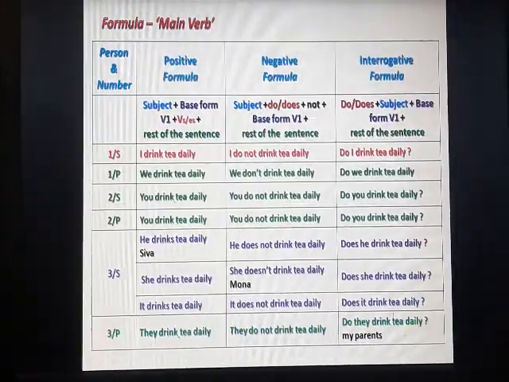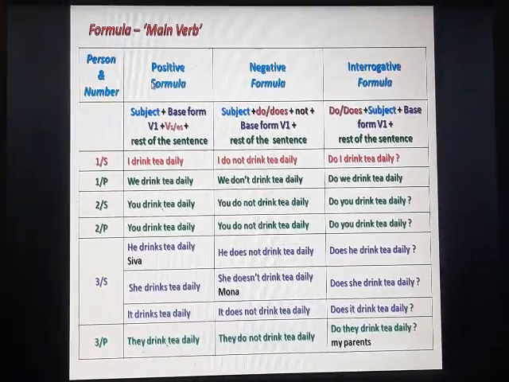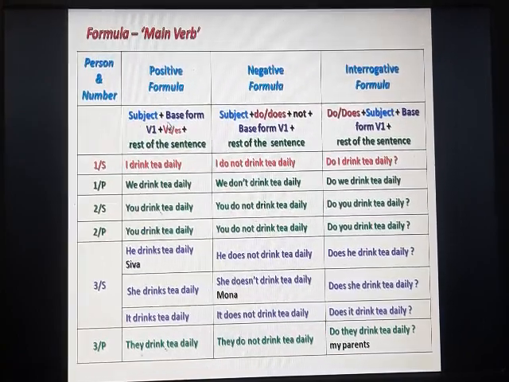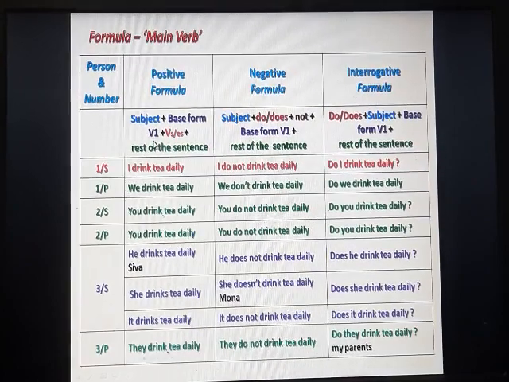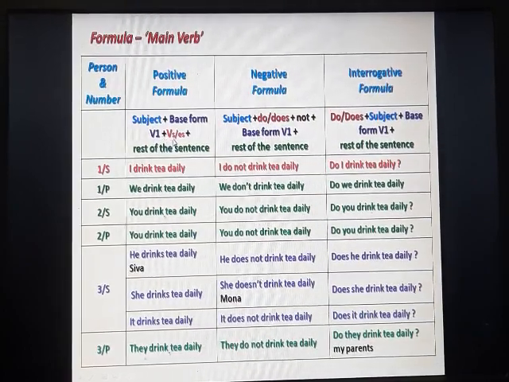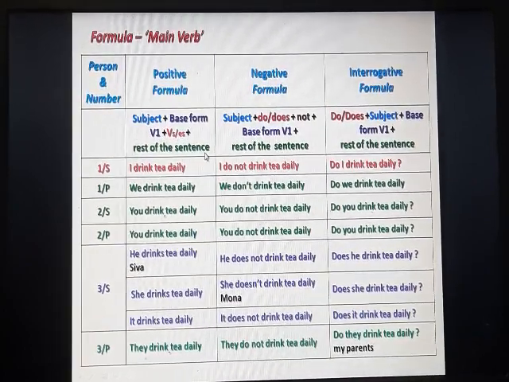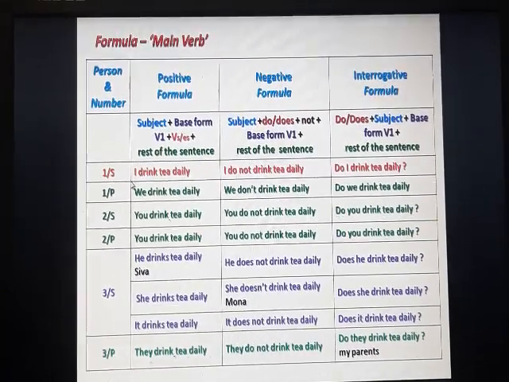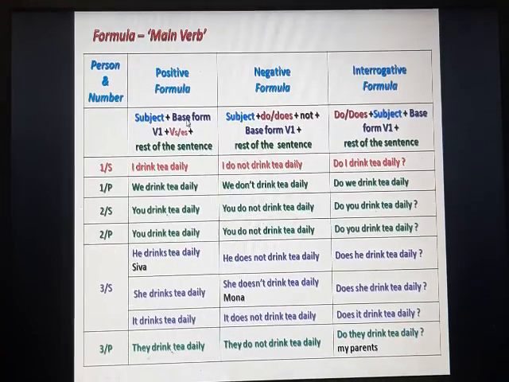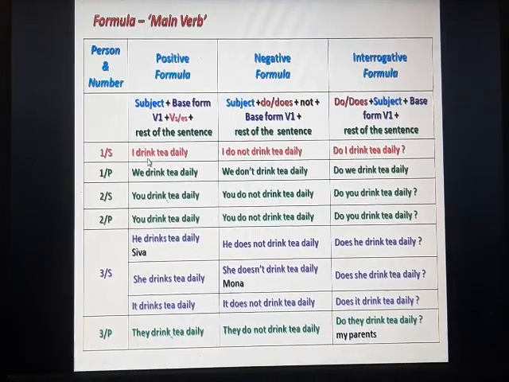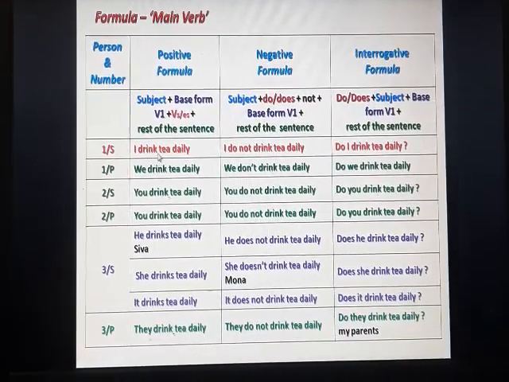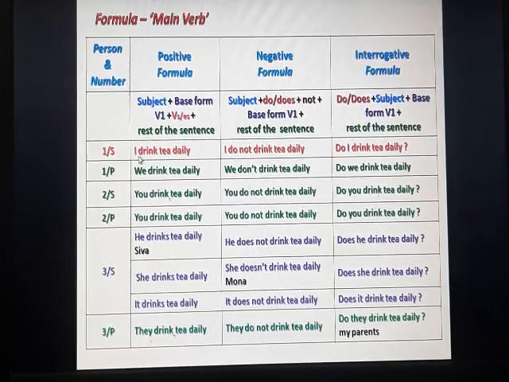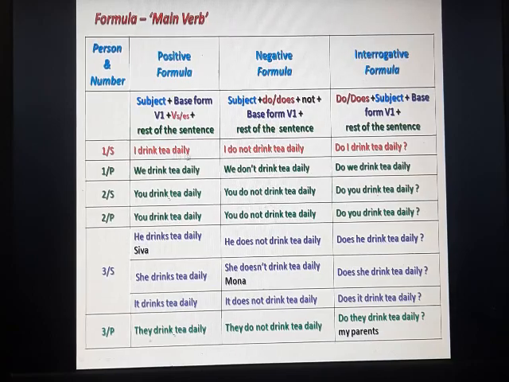Now let's see how to use them in the sentences. Now in the positive sentence, the formula would be subject plus base form V1 plus s or es plus the rest of the sentence. So now let's see in the first person singular, it is subject is I, base form is drink, that is the verb in the present tense, and then tea daily is the rest of the sentence. So I drink tea daily.